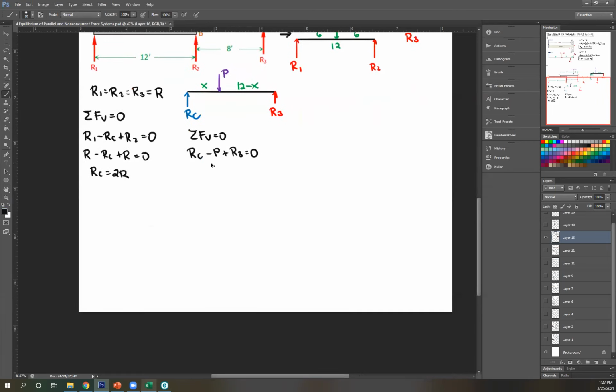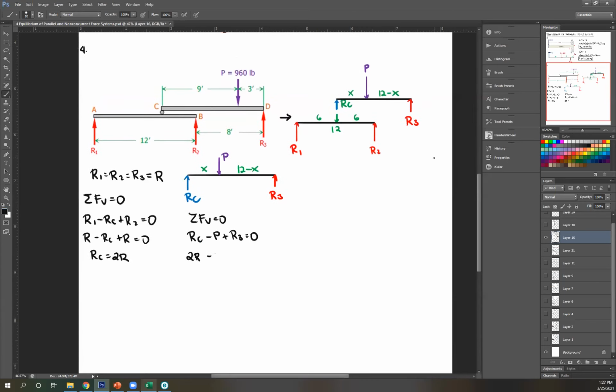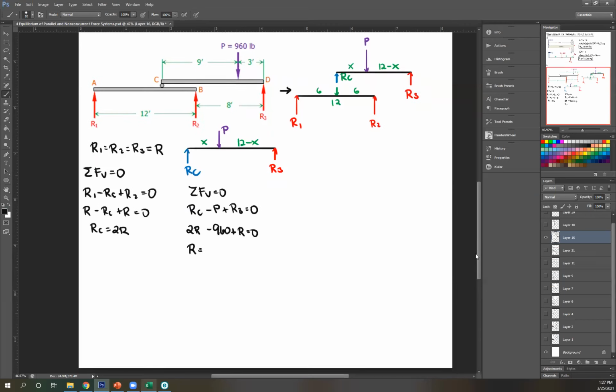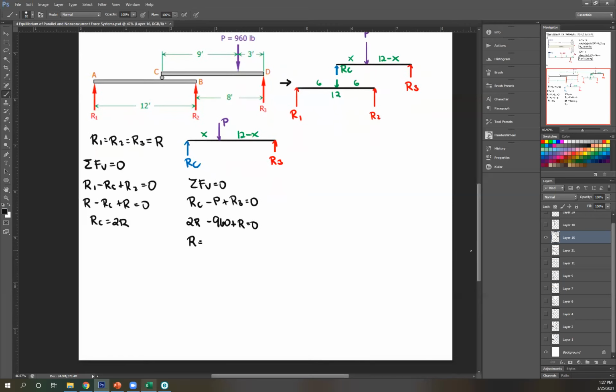Look, RC is 2R. I can rename this as 2R minus P. And what's P? 960 plus R3. R3 is also equal to R equals 0. So therefore, I can solve for the value of R. And what is that? Please solve. What's R?